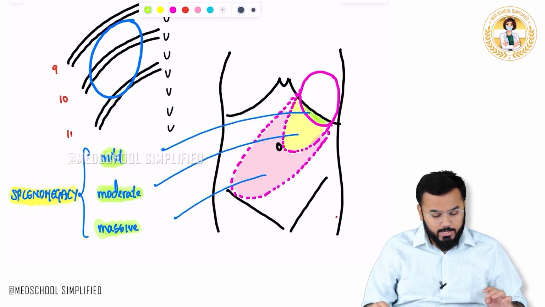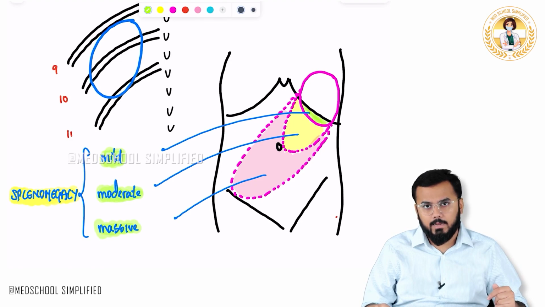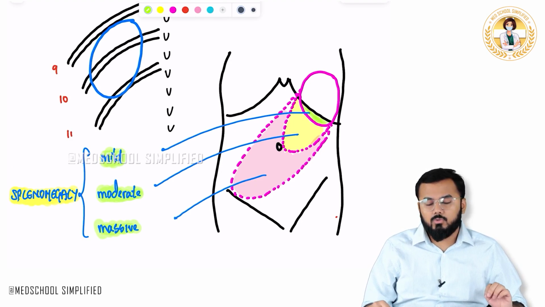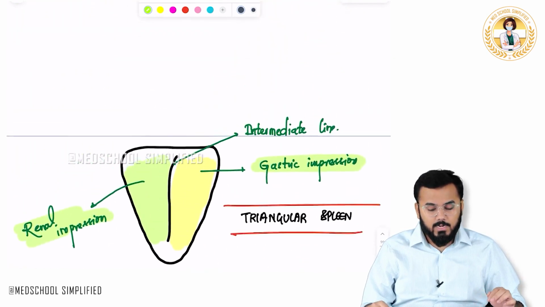And where is the spleen located? Again, don't forget, behind the 9th, 10th and 11th ribs. So this is all you need to know regarding the topography as well as the types of the spleen.